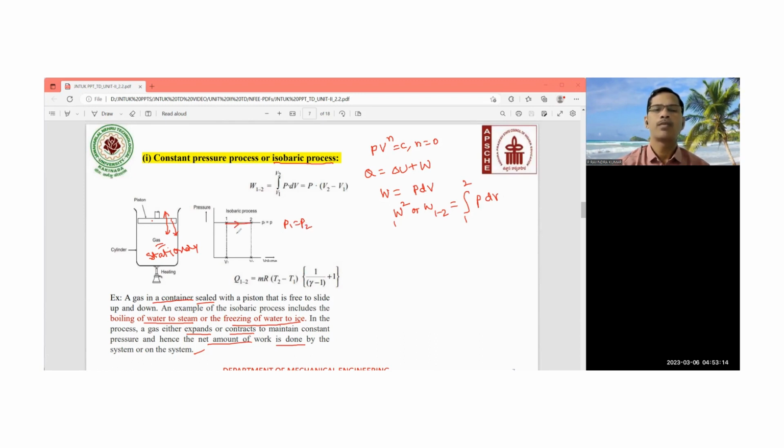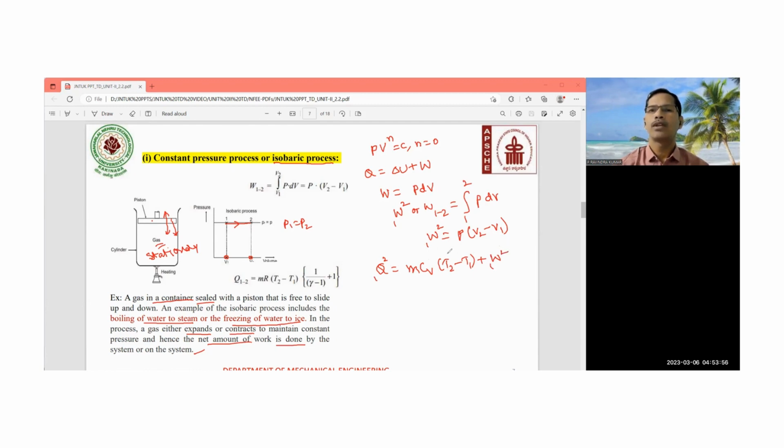This is the expansion process. So in the expansion process, volume changes from V1 to V2. Now finally, the ∫PdV is P into (V2 minus V1). So this is nothing but equal to W1-2. When you apply this here, Q is equal to ΔU plus W, where ΔU is nothing but equal to m Cv (T2 minus T1), plus, as the system changes from state 1 to state 2, W1-2.